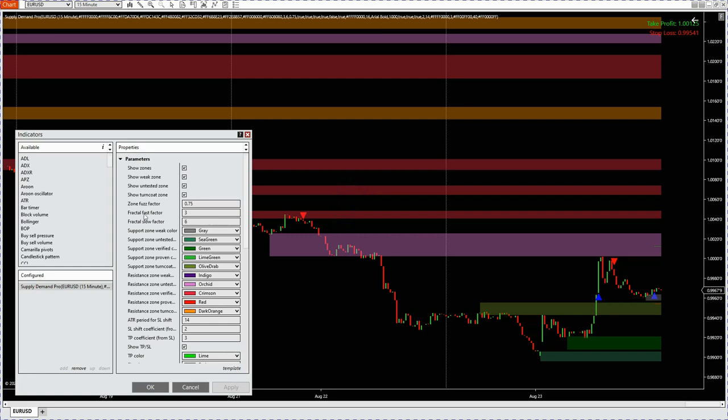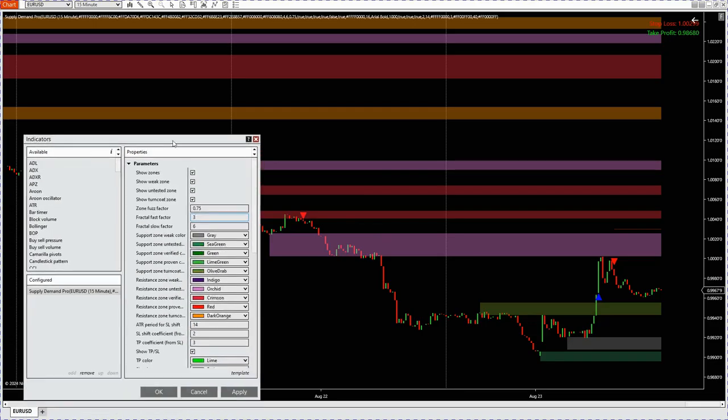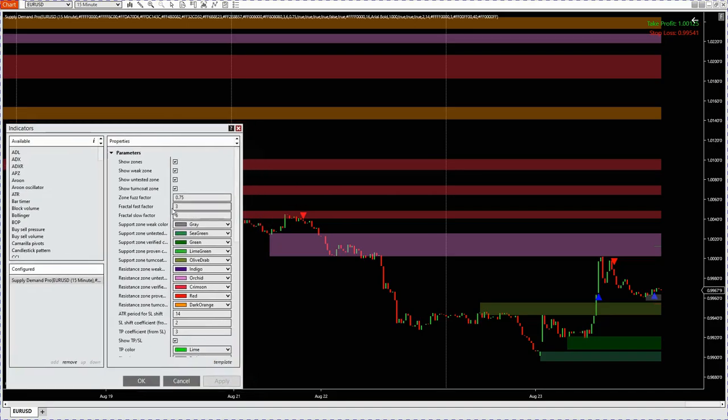The fractal fast factor and slow factor: if I change that to 4, you can see how it turned that one there. It went from purple, and if you keep an eye on that purple one, it's going to change from a purple one to a resistance zone. Go back to 3. These are part of the calculations for the indicator, so when you change those numbers, it changes how the calculations from which the zones are derived.